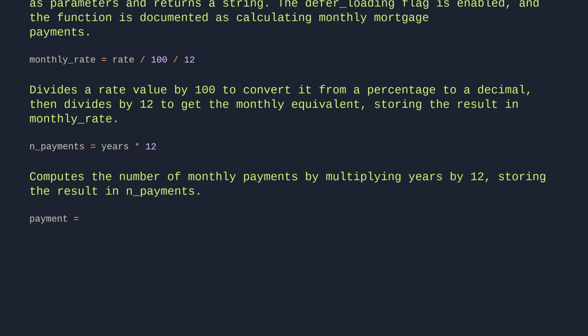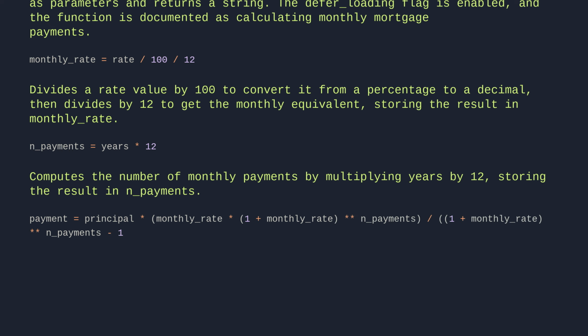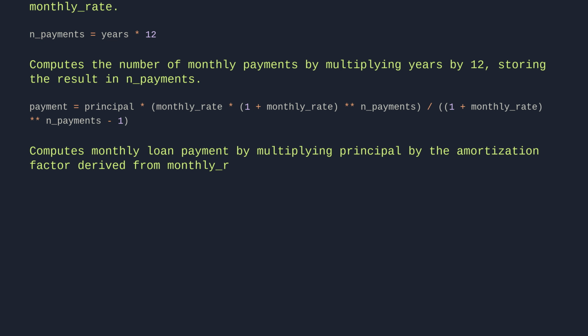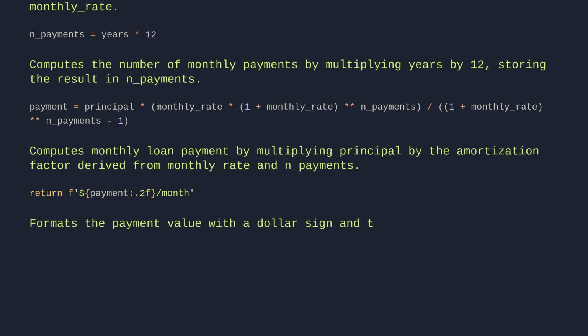payment = principal * monthly_rate * (1 + monthly_rate) ** n_payments / ((1 + monthly_rate) ** n_payments - 1). Computes monthly loan payment by multiplying principal by the amortization factor derived from monthly_rate and n_payments. return f"${payment:.2f}/month". Formats the payment value with a $ sign and 2 decimal places, appends /month, and returns the resulting string.